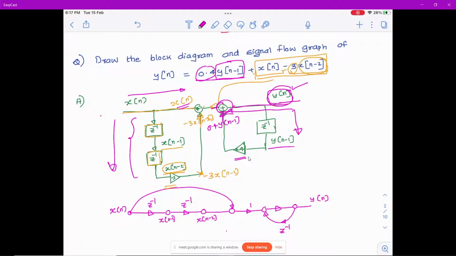then if it needs multiplication, you add the multiplication as a branch, then you add with whatever is coming from x of n side. That is your y of n.